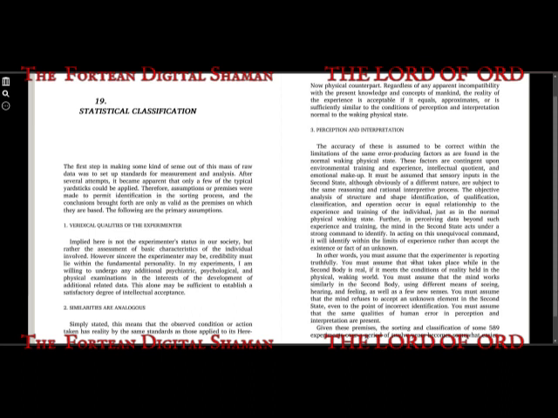In other words, you must assume that the experimenter is reporting truthfully. You must assume that what takes place while in the second body is real. If it meets the conditions of reality held in the physical, waking world, you must assume that the mind works similarly in the second body, using different means of seeing, hearing, and feeling, as well as a few new senses. You must assume that the mind refuses to accept an unknown element in the second state, even to the point of incorrect identification. You must assume that the same qualities of human error in perception and interpretation are present. Given these premises, the sorting and classification of some 589 experiments over a period of 12 years becomes somewhat easier.